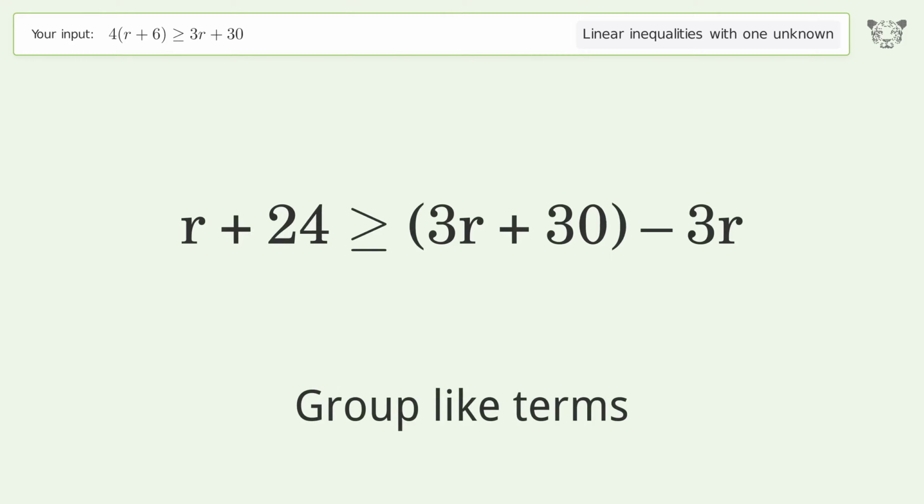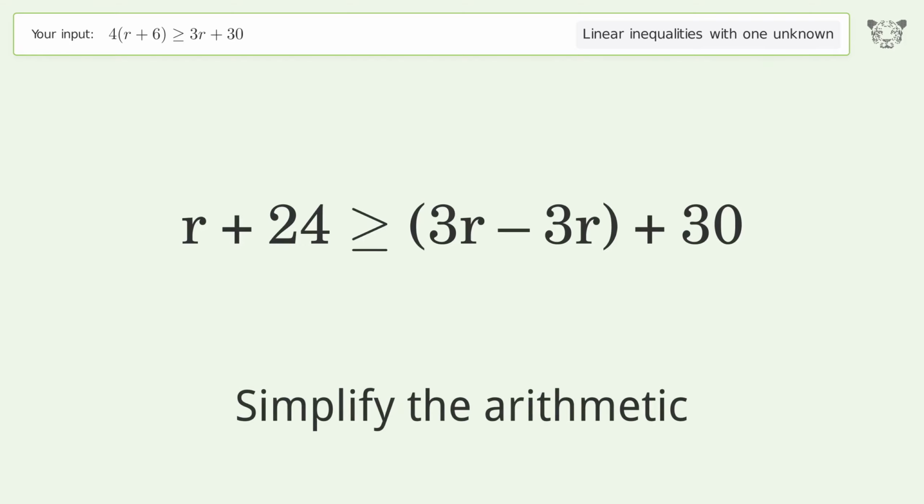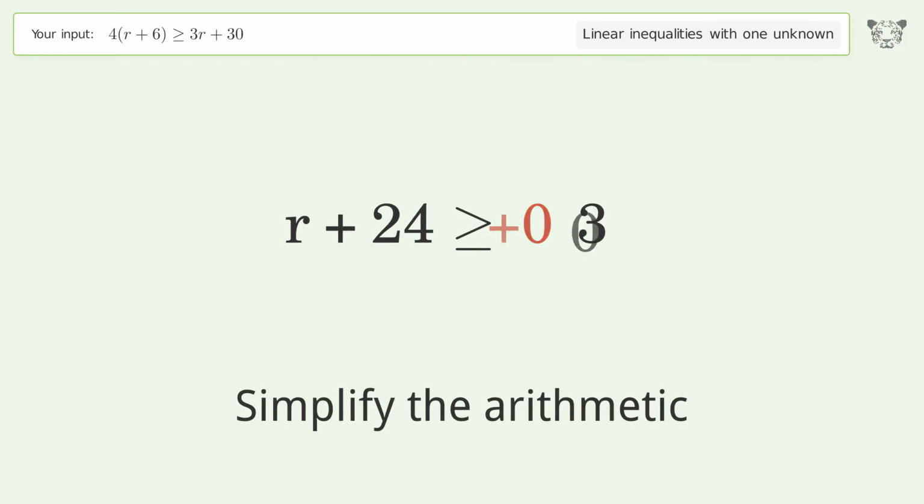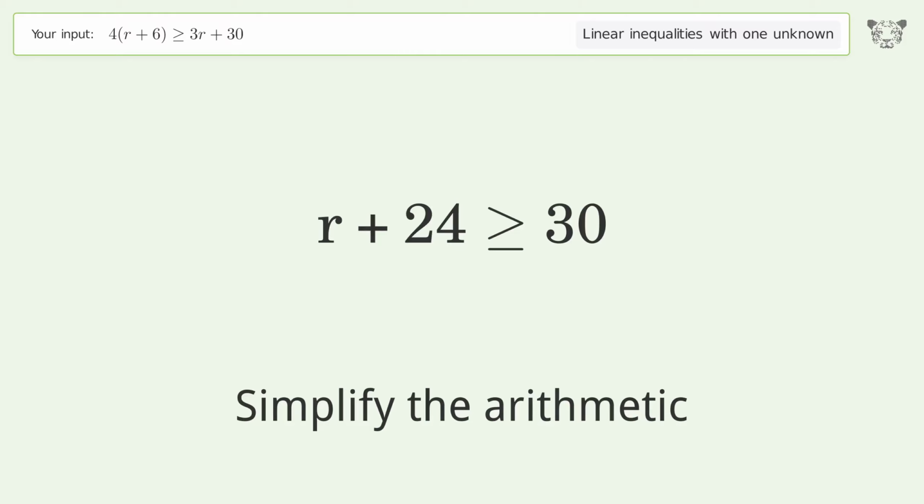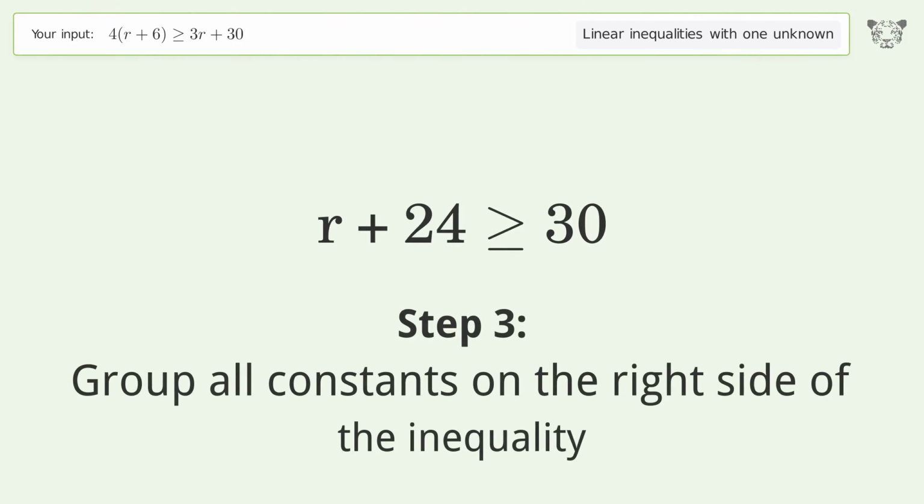Group like terms. Simplify the arithmetic. Group all constants on the right side of the inequality.